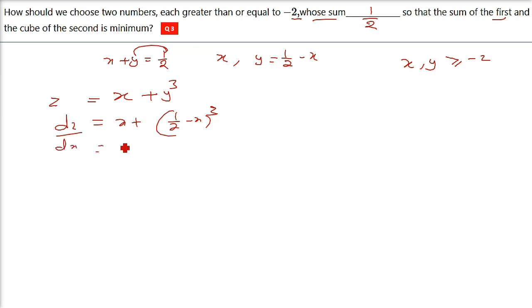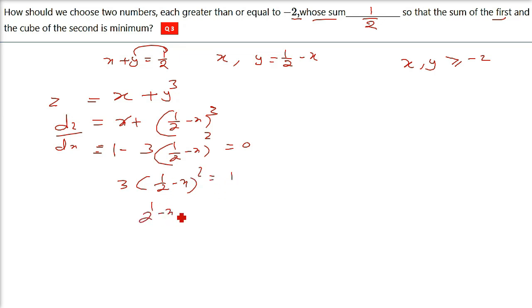With half minus x whole cube, rather than actually cubing it, it's better that we just differentiate it. Opening it will take time, and we have to eventually differentiate only. So thrice of half minus x whole square, x will be 1, so I'll just put a 1 here, and this will be 3 into half minus x to the power 2, and differentiation of half minus x will give you negative 1. Finally, what we got? 3 into half minus x whole square equals 1.